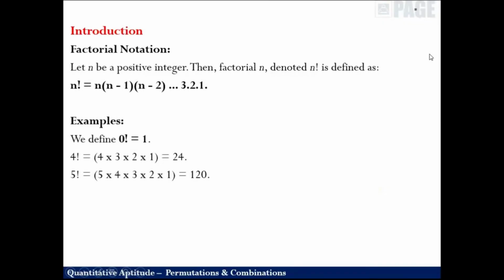n into n minus 1 into n minus 2 into and so on up to 1, you have to multiply. 0 factorial is 1. If you take 4 factorial, you have to write 4 into 3 into 2 into 1, which is 24. 5 factorial means from 5 go back till 1. Multiply all numbers to get 120. So that is a simple meaning of factorial.